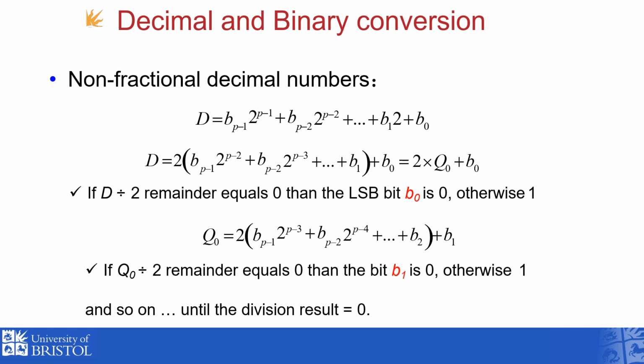It's a form of a recursive process, if you like. One thing to notice here is that, again, the powers grow smaller by 1. So q0 is 2 times everything that you see over here up until what is now the least significant one, b2, plus b1. Again, if the remainder equals 0, then the bit at position 1 will be 0. Otherwise, it will be 1. And so forth until the division result is 0.